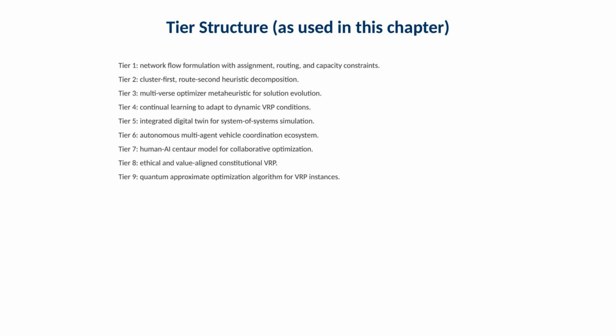Tier 6 treats vehicles as autonomous agents. Tier 7 builds a human and artificial intelligence partnership. Tier 8 adds ethical constraints. Tier 9 introduces quantum-inspired optimization via the quantum approximate optimization algorithm.